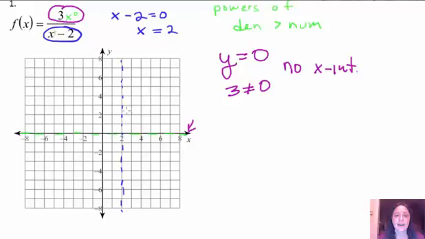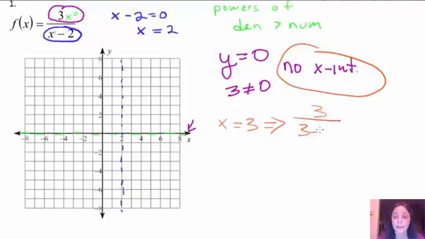Alright, I have just one vertical asymptote, so I need to look at my behavior on either side of it. There's no x-intercept, so I don't have to worry about crossing my horizontal asymptote. Let's go ahead and choose some easy points. To choose one on this side, I'm going to try x equals 3. That is going to give me 3 over 3 minus 2, which is 3 over 1, or just 3. So my point is (3, 3), and I'm going to go ahead and graph that.